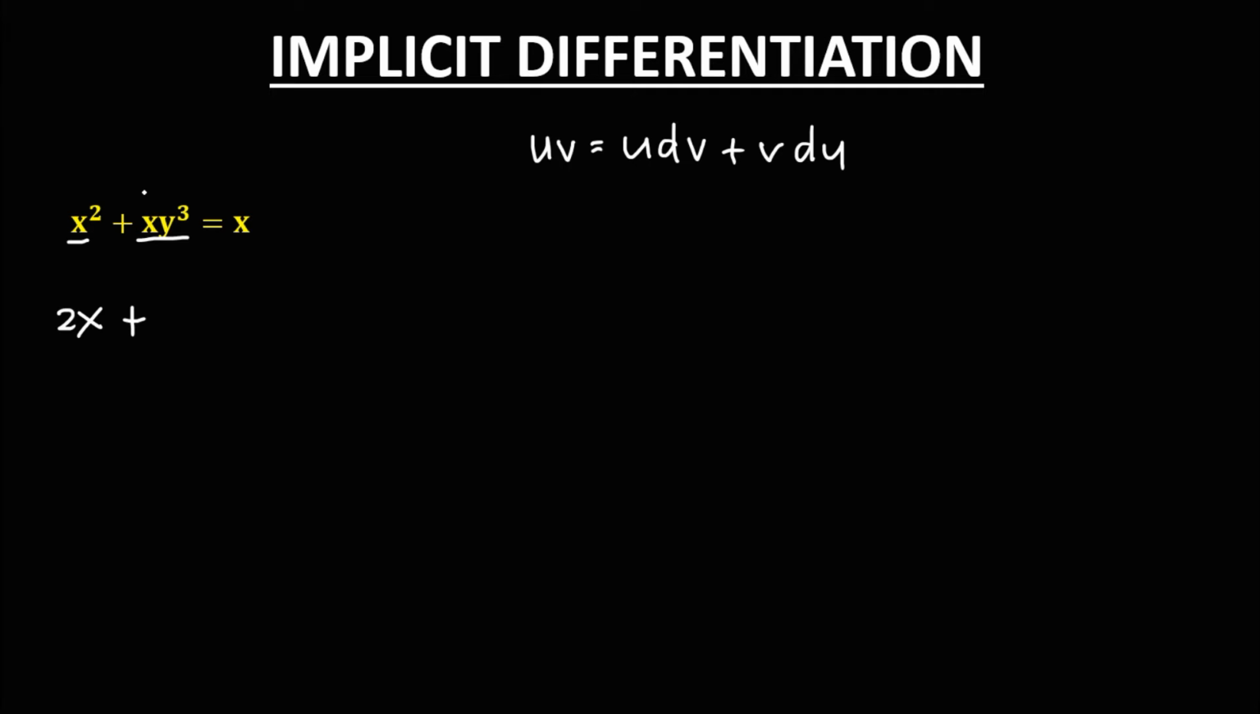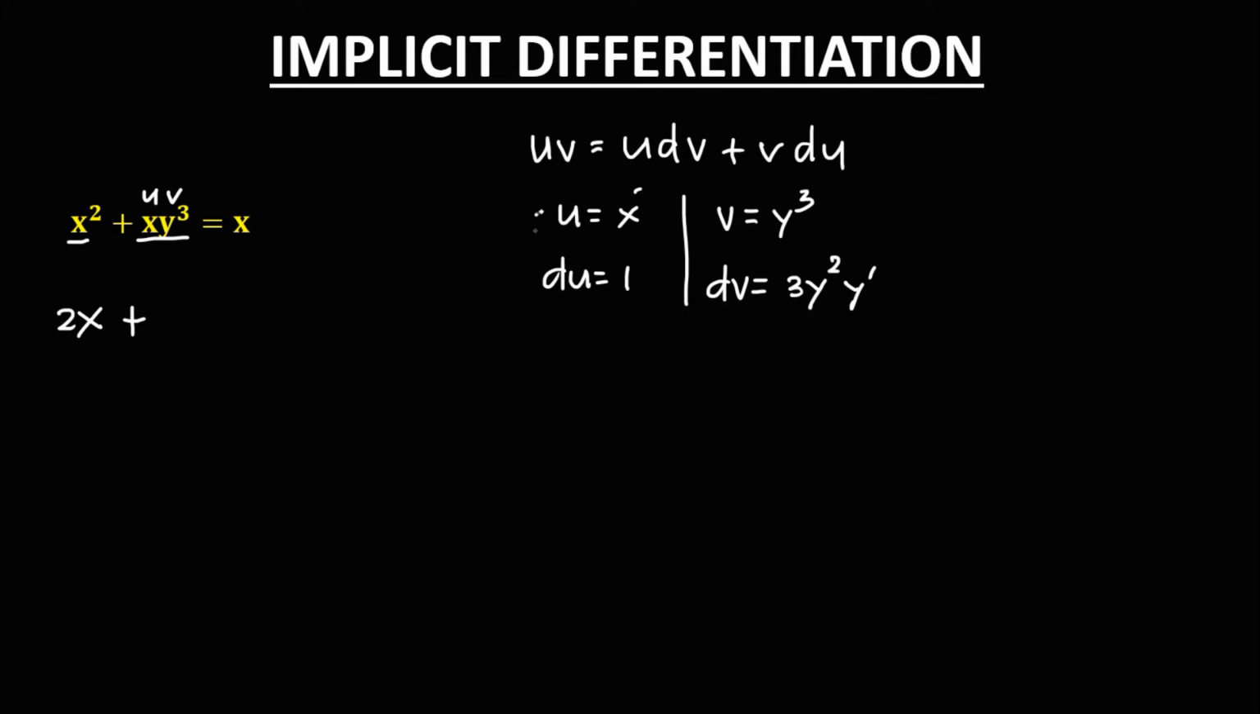So for this given, this is u and this one is v. So u is equal to x, and the derivative of u, or the derivative of x, is 1. Then v is y to the power 3. For the derivative of v, the derivative of y to the power 3 is 3y to the power 2, so minus 1 for the exponent, times the derivative of y.